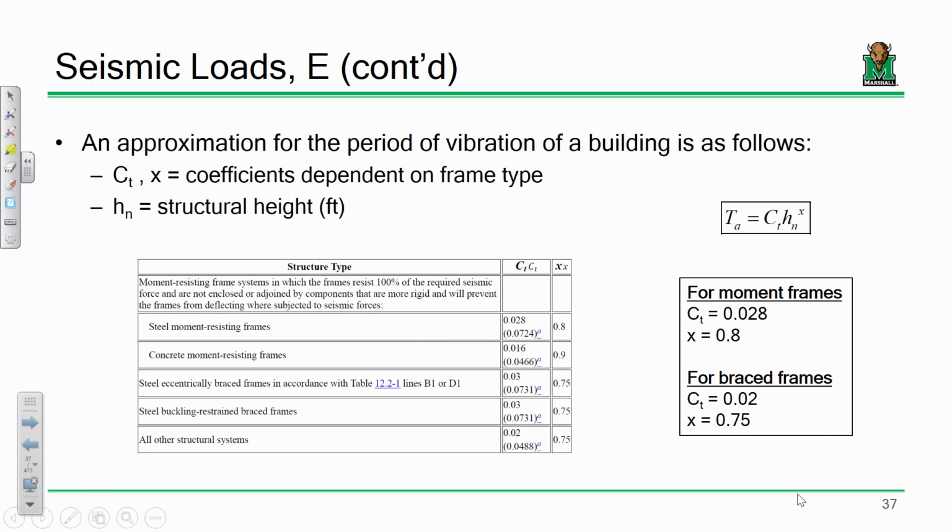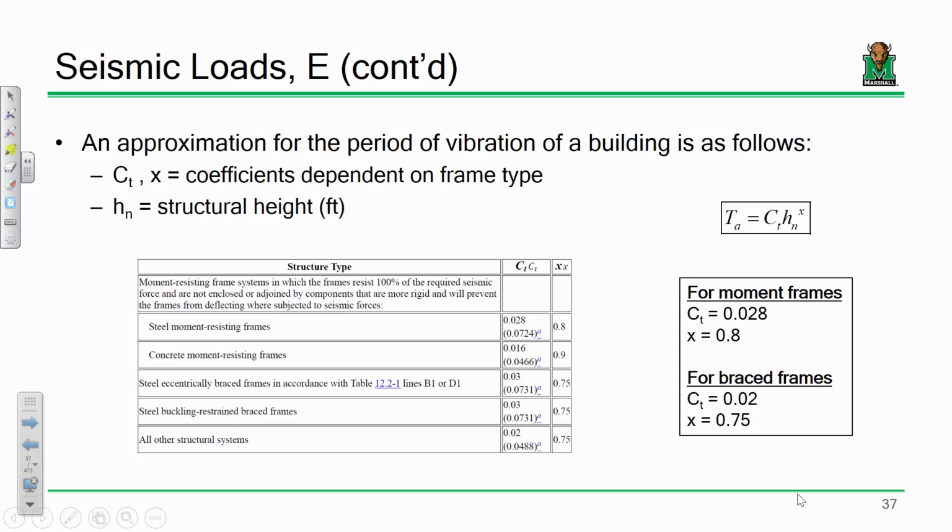So it's Ct times hn raised to the x. And again, that's just an approximation in order to get a good enough value for government work for the vibration. So it's a function of three things. It's a function of the coefficients and the structural height.